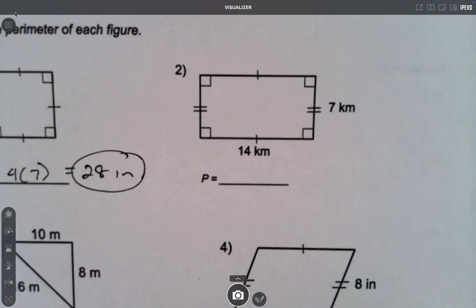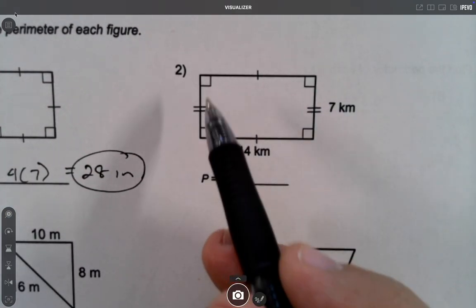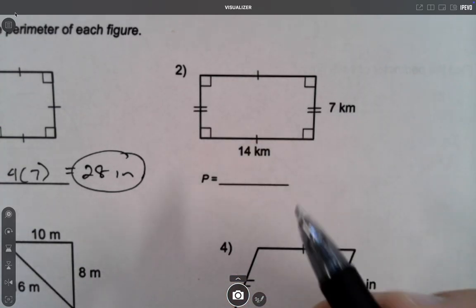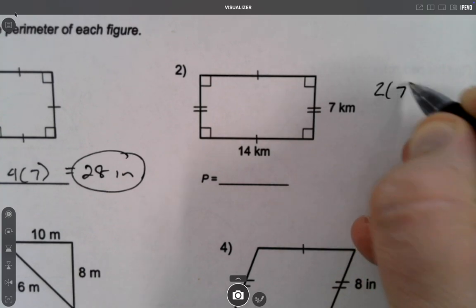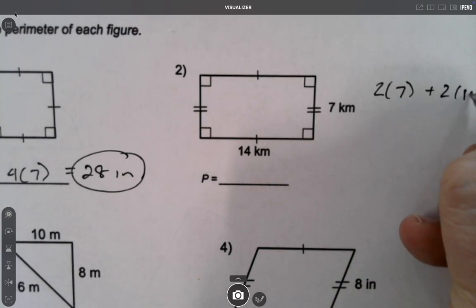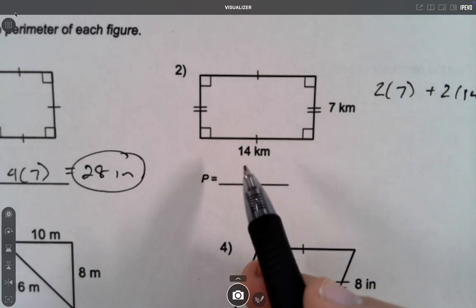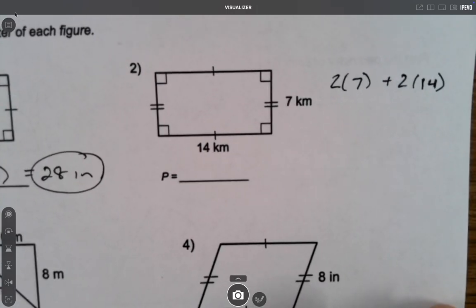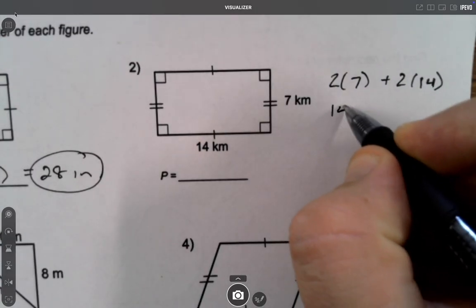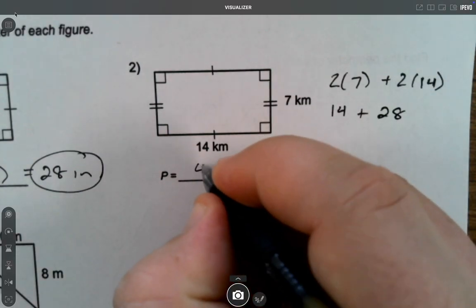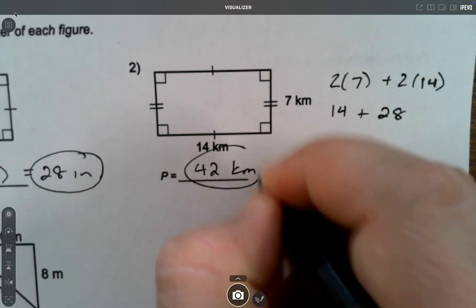Okay, number two is a rectangle because it's 4 right angles, opposite sides are congruent, but it's not all congruent. So I would do 2 times 7 plus 2 times 14. Now it does not matter here whether you call this the length and this the width or vice versa. You'll get the same answer either way. So double 7 is 14, double 14 is 28, and added together, that is 42 kilometers.